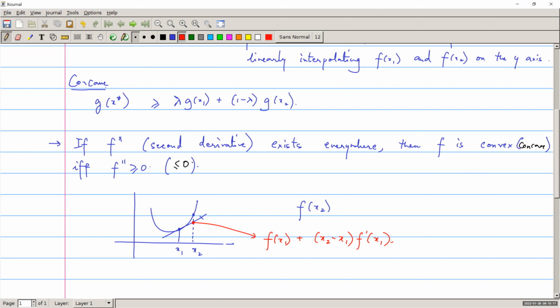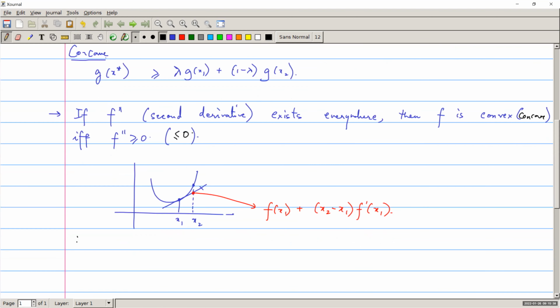Okay, but if I expand f of x2 by Taylor's series, what do I get? Let me just write it properly. Because f is convex, f of x2 must be greater than the red point, which is f of x1 plus x2 minus x1 times the first derivative at x1.